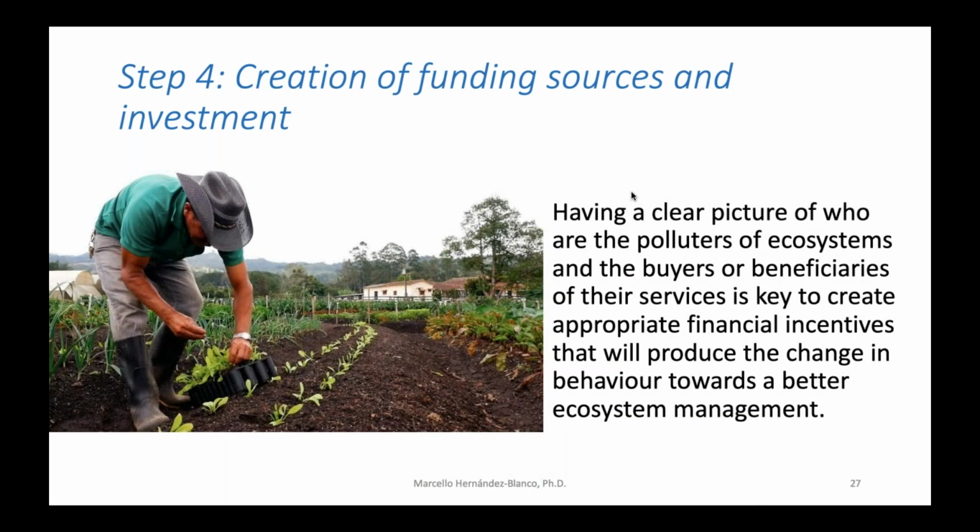And as I said before, one of the major ones is agriculture, which in Costa Rica we highly depend on. And so having a clear picture of who the polluters are and also who the buyers are is key to creating the most appropriate financial incentive that, of course, would produce the change in behavior, which is the goal here, towards better management of these ecosystems.